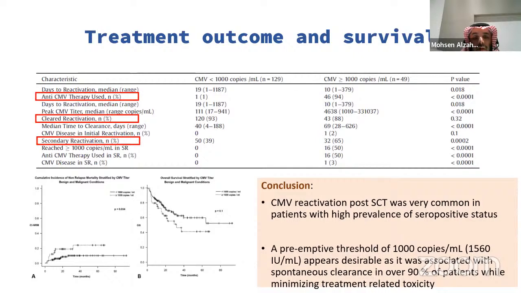So the conclusion from this study: CMV reactivation post-stem cell transplant was very common in patients with high risk, high prevalence of seropositive status. A preemptive threshold of 1,000 copies per ml appears desirable, and it was associated with spontaneous clearance in over 90% of patients while minimizing the treatment-related toxicities. And here is the event-free survival and overall survival. The relapse and non-relapse related mortality was higher in patients with titer more than 1,000 compared to less than 1,000, and the overall survival was better in the low titer group, but statistically not significant.